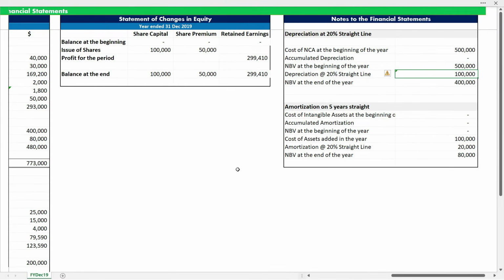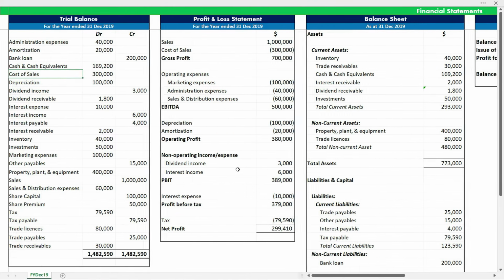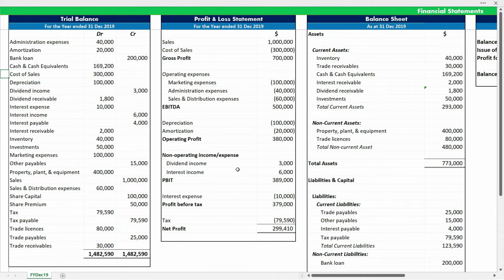And finally, we have notes to the financial statements. These are for the accountants, so we don't need to focus on that. We can simply ignore that for now. Okay, so with this, we are now ready to move to the next components of the financial statements.